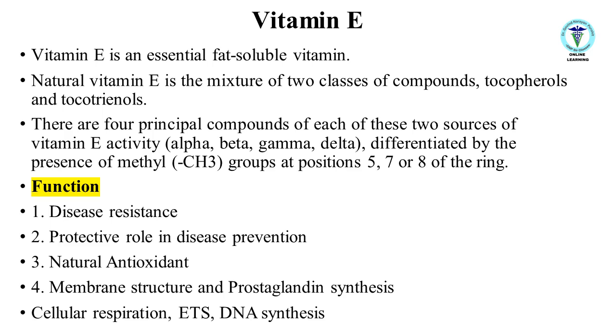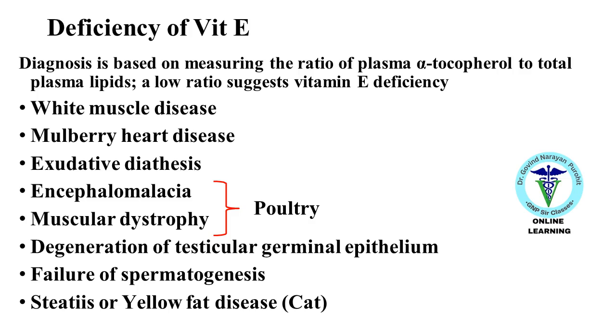Vitamin E helps in disease resistance. It has a protective role in disease prevention. It is a natural antioxidant and helps in maintaining the membrane structure and prostaglandin synthesis. The deficiency of vitamin E results in white muscle disease, mulberry heart disease, exudative diathesis, encephalomalacia and muscular dystrophy in poultry. Other problems can be failure of spermatogenesis and yellow fat disease.